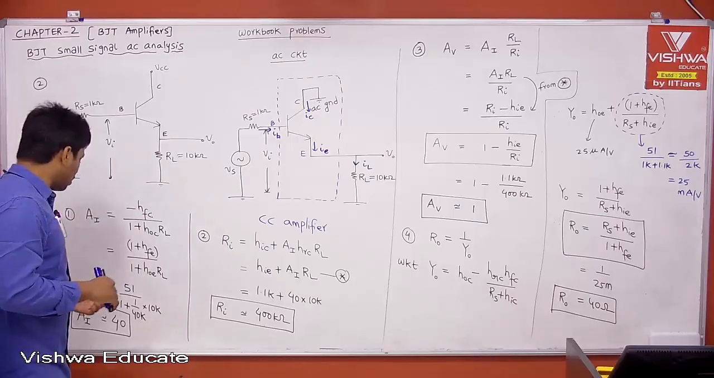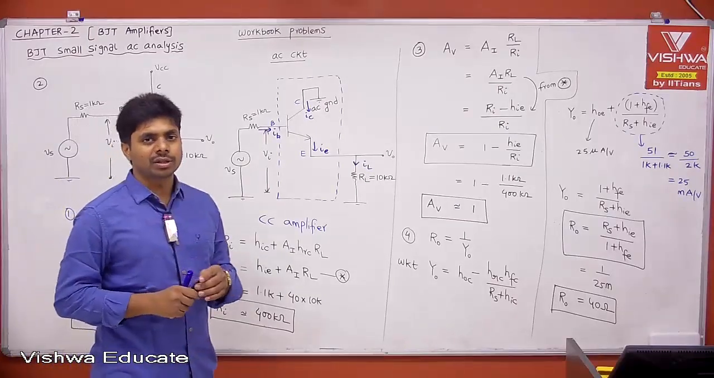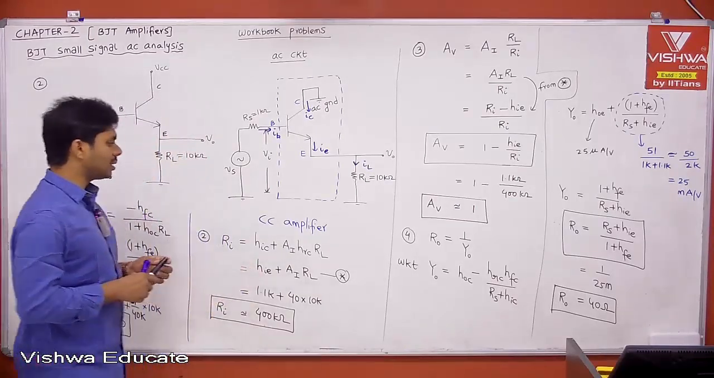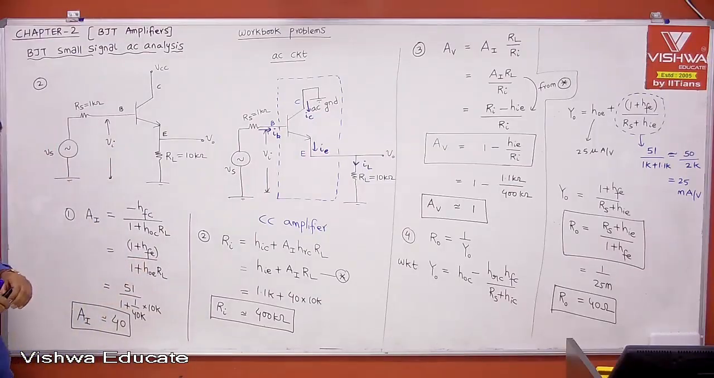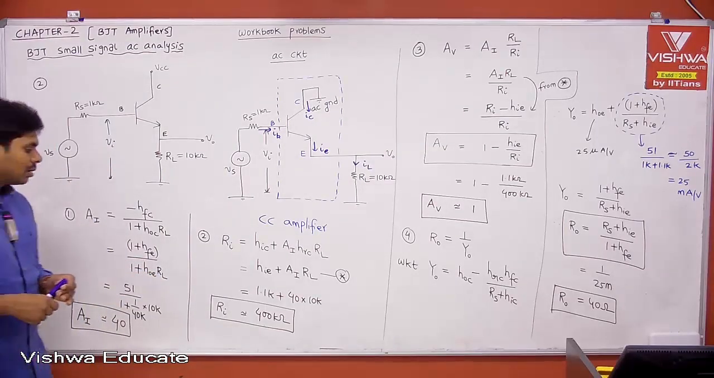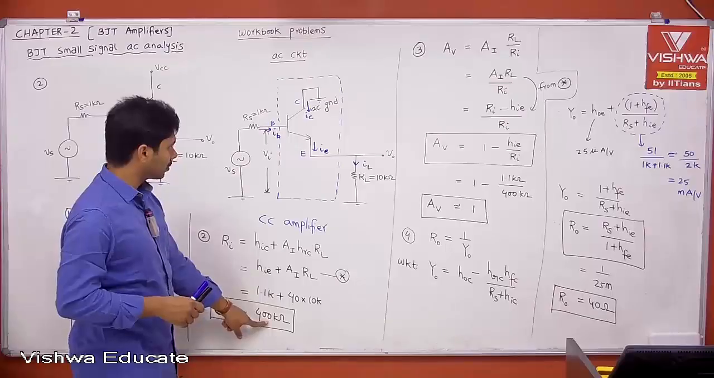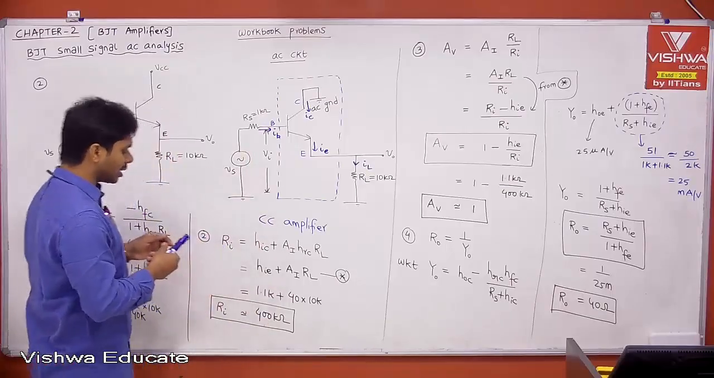Coming back, now don't bother about current gain, voltage gain, magnitudes. Let us see input impedance and output impedance. Right? Tell me, what is Ri? Your Ri is 400 kilo ohm. Therefore, Ri is 400 kilo ohm.